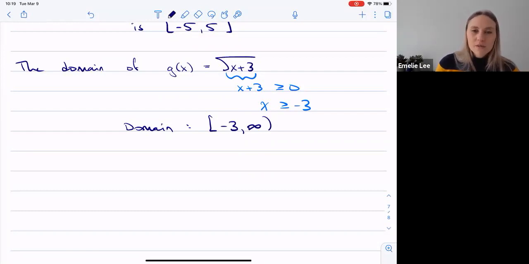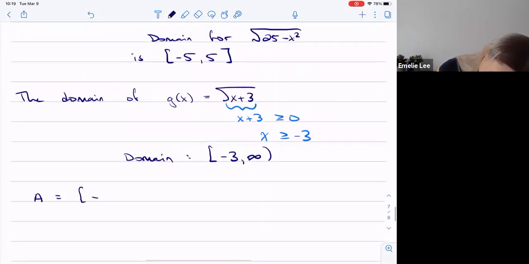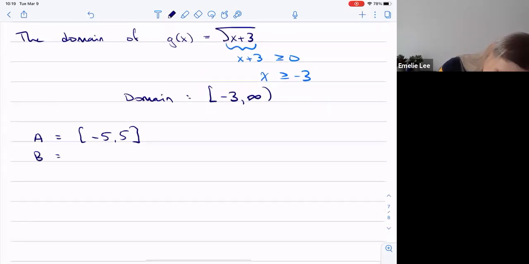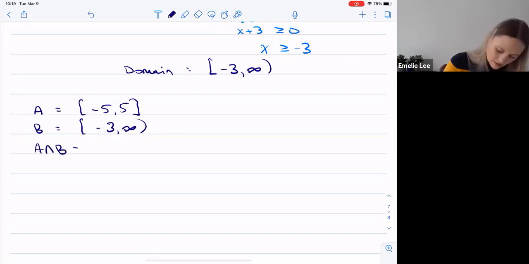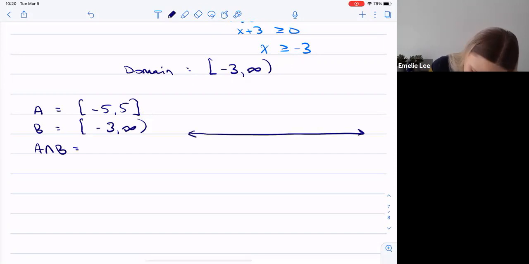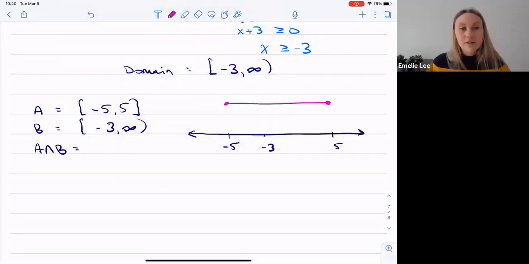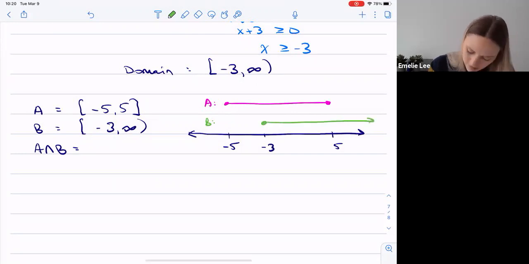Okay. So in terms of our overlapping domain, A is our first domain, -5 to 5 inclusive. B is from -3 to infinity. So A and B, which is the domain of both of these things together, well, definitely if you want to map it out on a number line, that's great. Something like this. So I've got some cutoff points here, -5 and 5, and I have -3. So from -5 to 5 inclusive. And then I have B, which is from -3 to infinity.